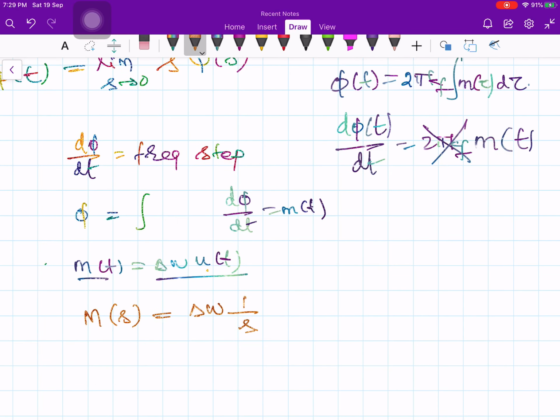Now m of t is equal to d times phi of t by dt. Now take Laplace transform on both sides, then this becomes m of s, which is equal to 1 by s times phi of s.